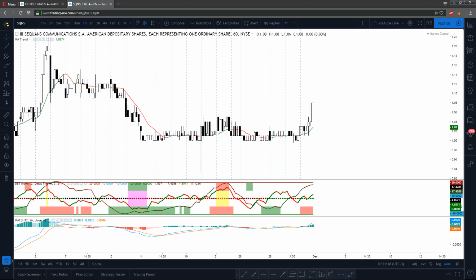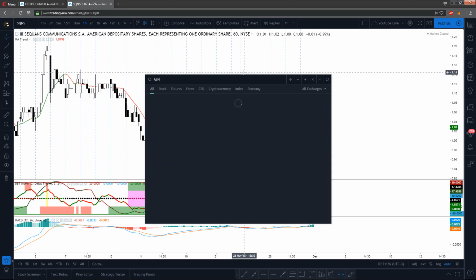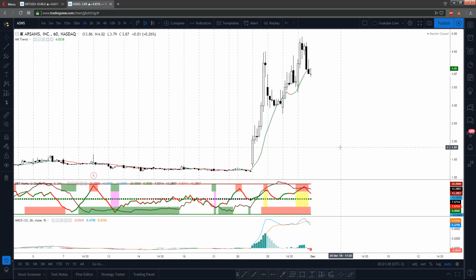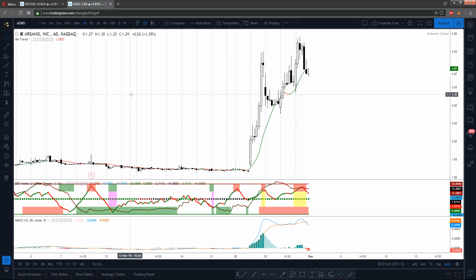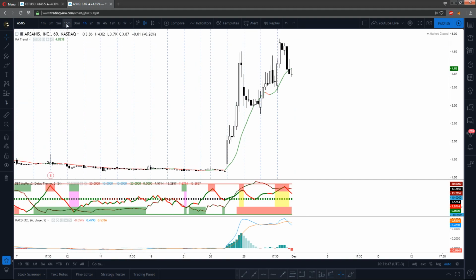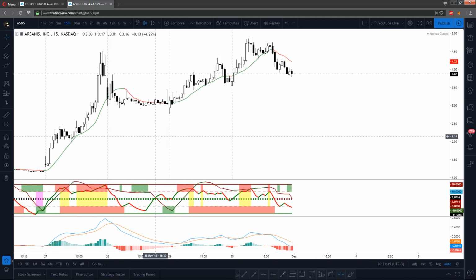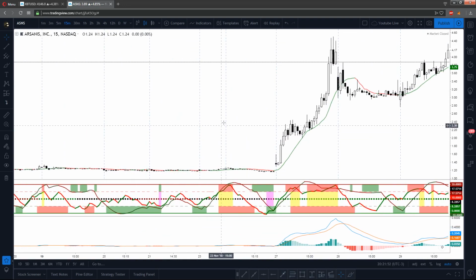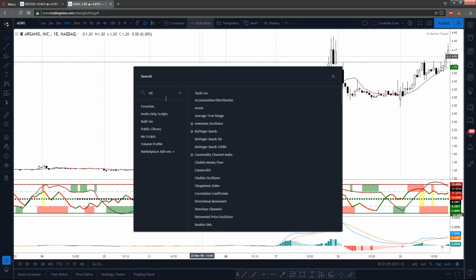Which ones were they? ASNS was one of the big ones. We also had TYME and, I think that's good for now. I can use these perfectly. Okay. So when you're scanning through these coins on the screener, what you want to look for, oh, actually, I forgot something. I need volume.